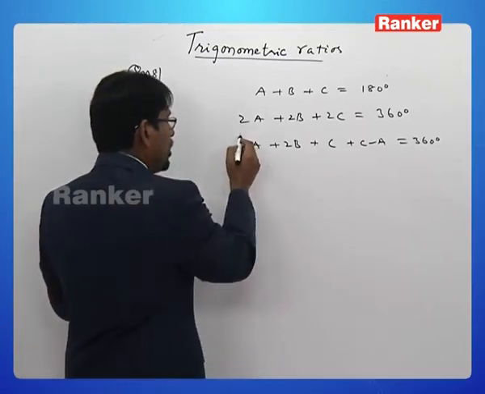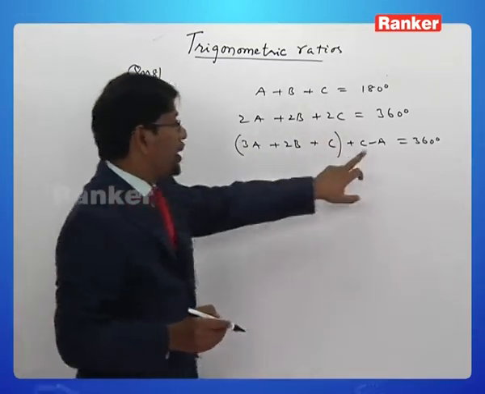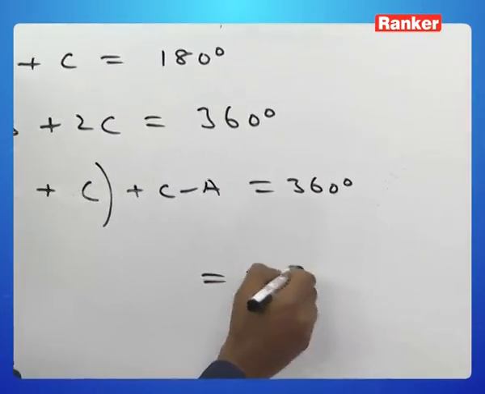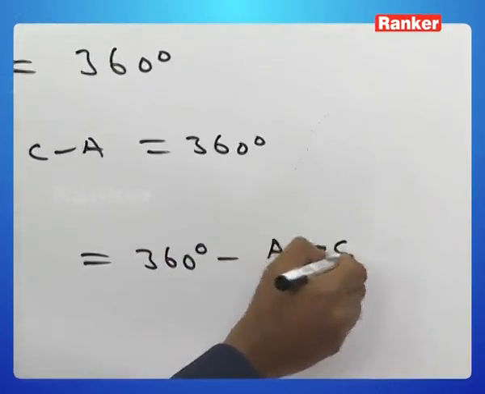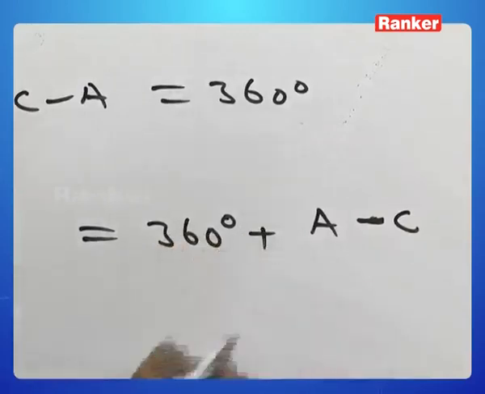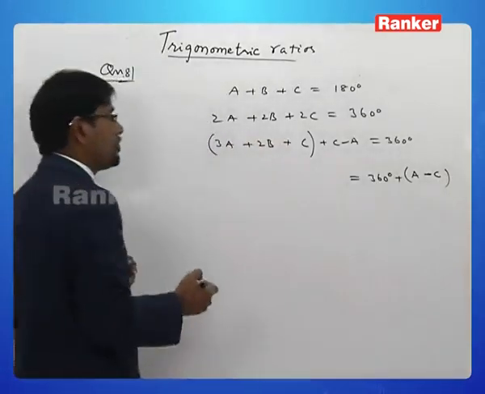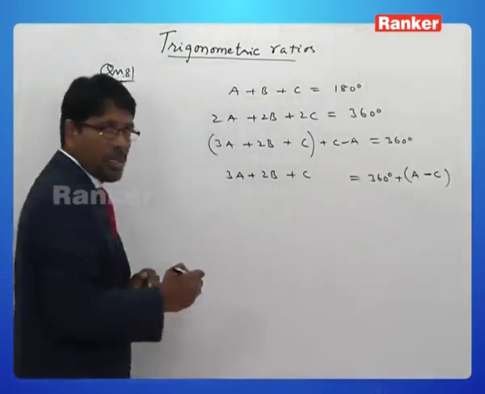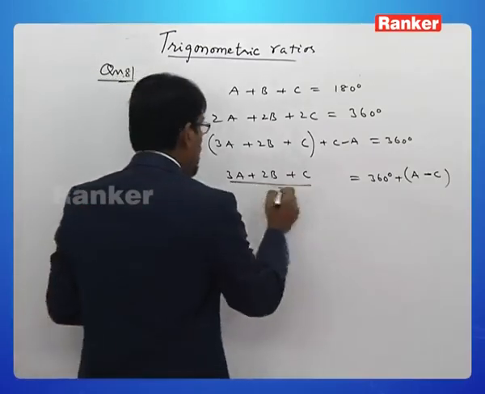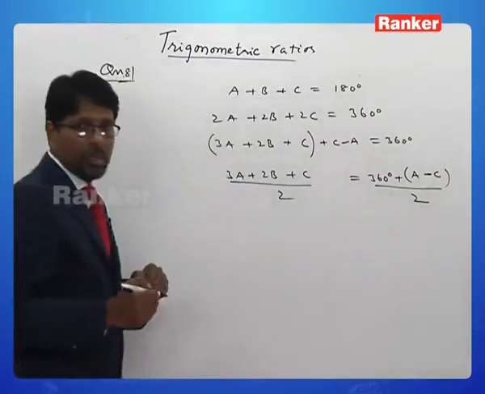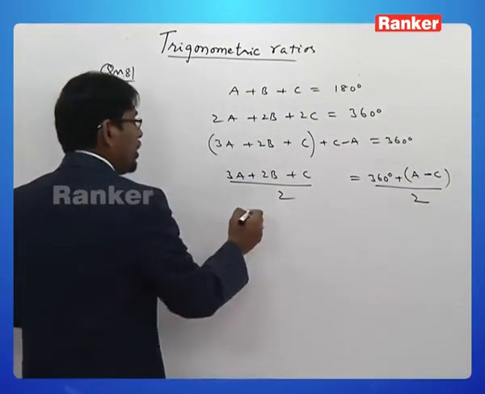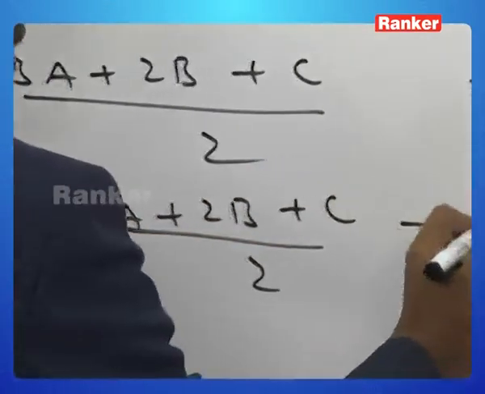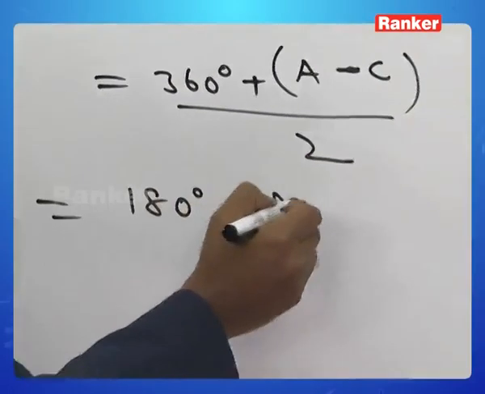So now let's put this in the bracket here. Let us carry this C minus A to the other side. So what do we have? 360 minus (C minus A), that is 360 plus A minus C. That's what you get. So 3A plus 2B plus C is equal to this. Now divided by 2, I will be getting this. Now what do you observe? (3A plus 2B plus C) by 2 is equal to 180 plus (A minus C) by 2.